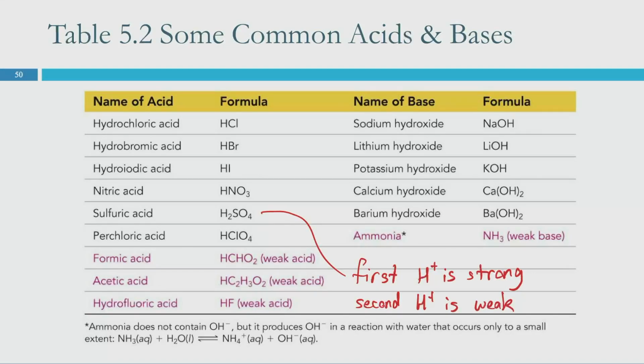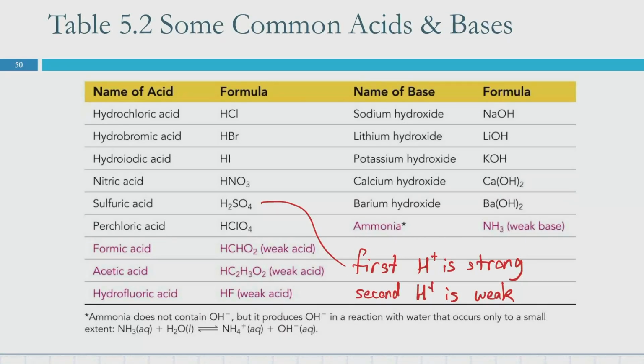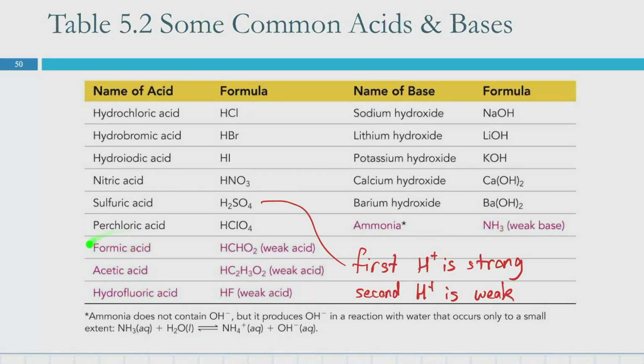Since strong means that they completely dissociate, completely separate, completely ionize, weak means that they do not completely ionize. So things like formic acid, acetic acid, hydrofluoric acid are not going to completely separate into H plus and F minus, for example. There will be some units of HF that are floating around in solution.